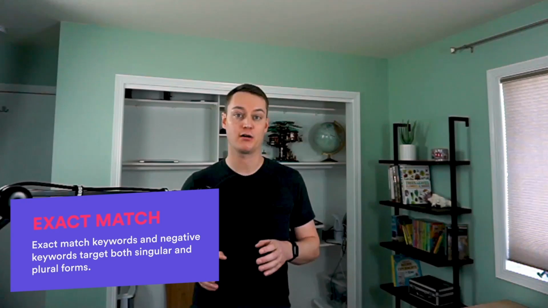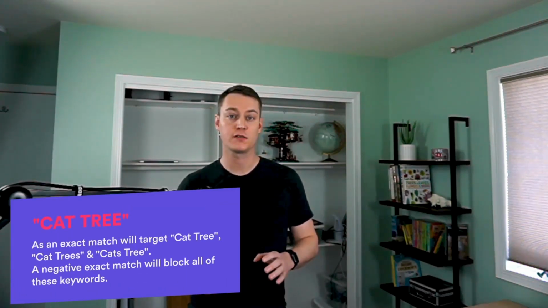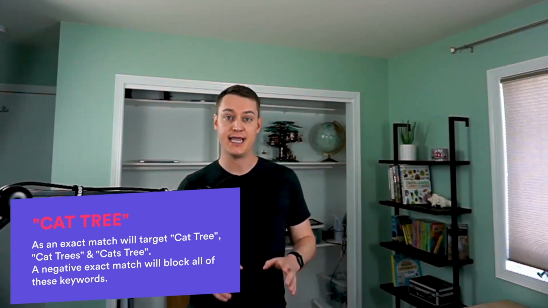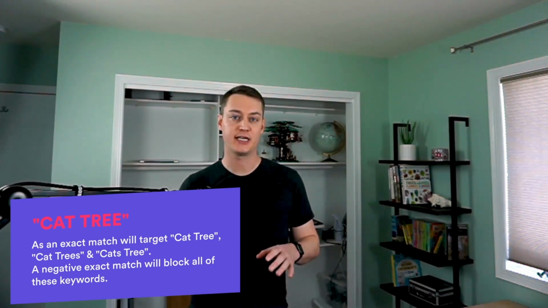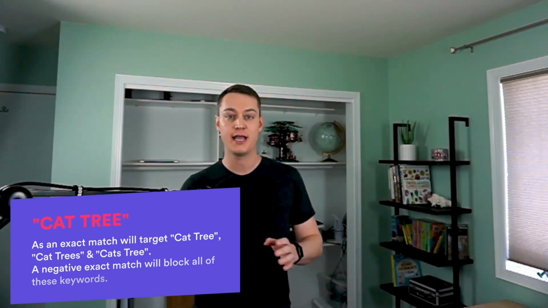However, one caveat with exact match search terms you should be aware of is that they target both plural and singular versions of the search term. So the exact match keyword for cat tree will also target cat trees and cat's tree. When you negative exact match a search term, it also blocks both the singular and plural forms. If you have a product that performs well with the plural version of a search term, but not the singular version, you can't block the singular version without also blocking the plural version.